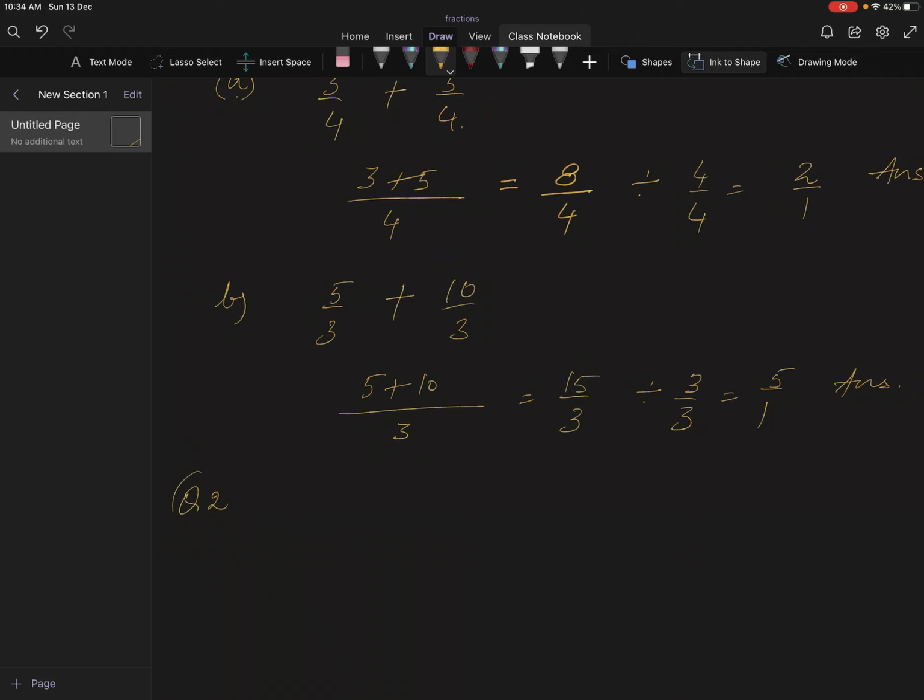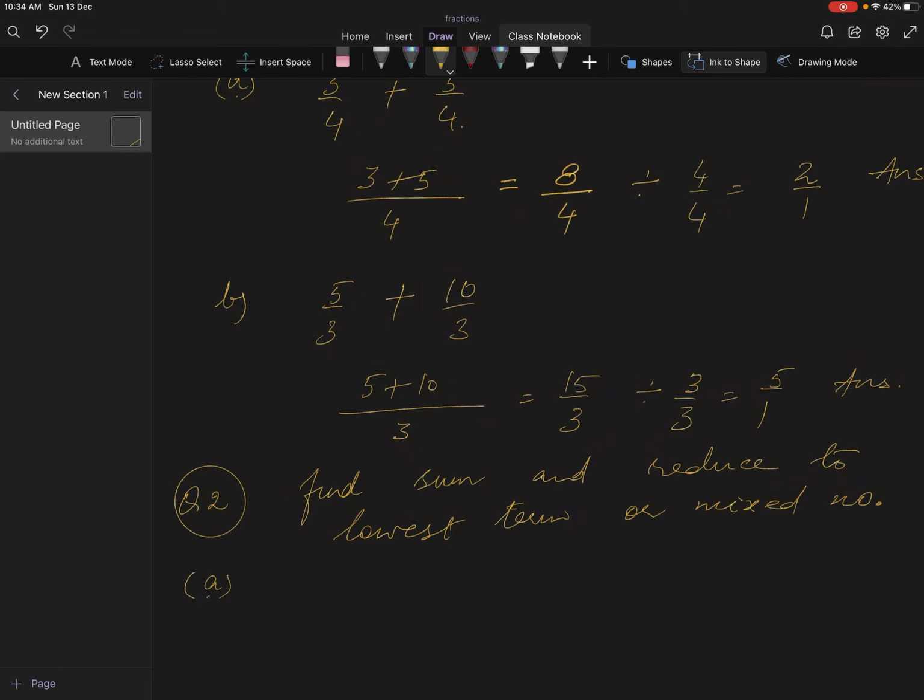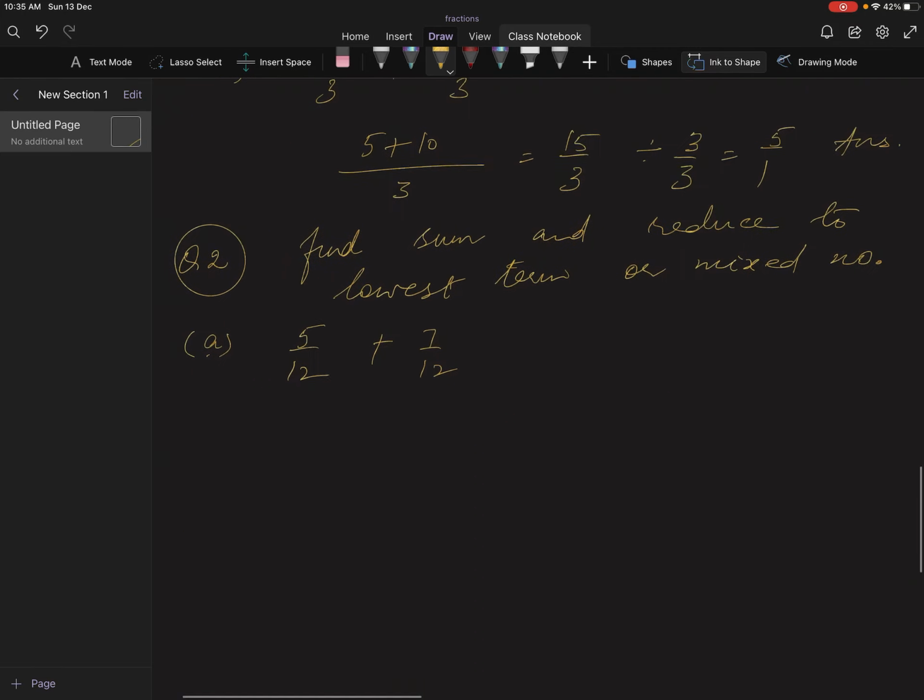Having done this, question number 2. Find the sum and reduce to the lowest term or a mixed number. Right? So A part, 5 upon 12 plus 7 upon 12.